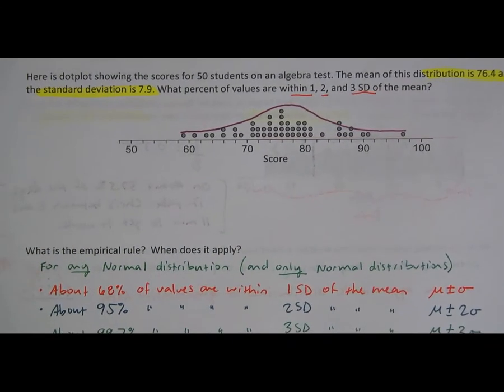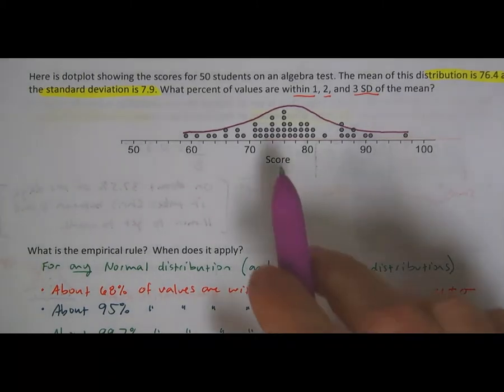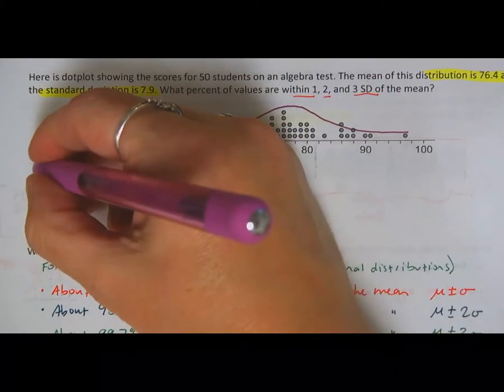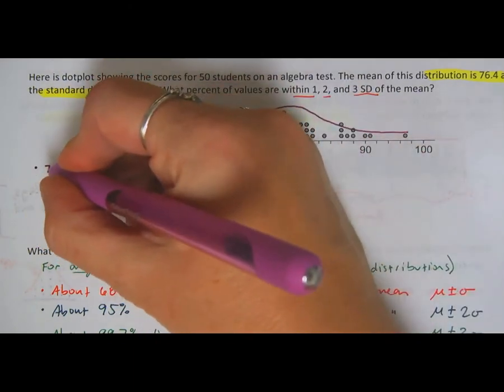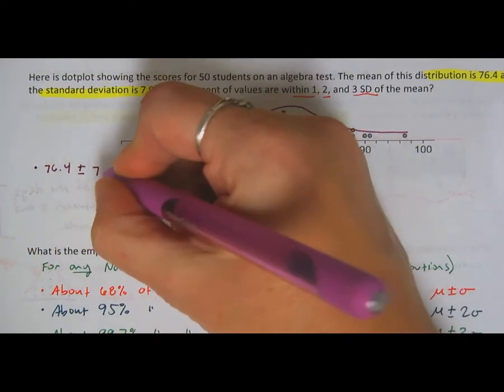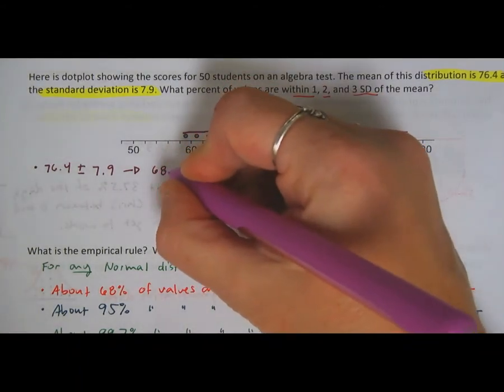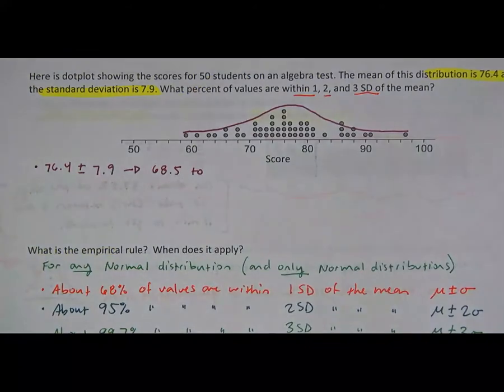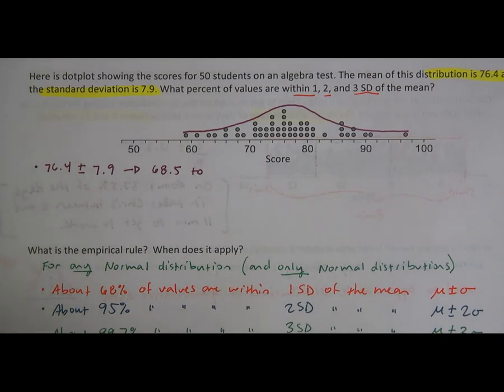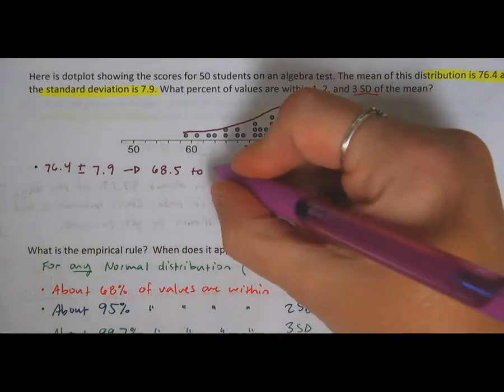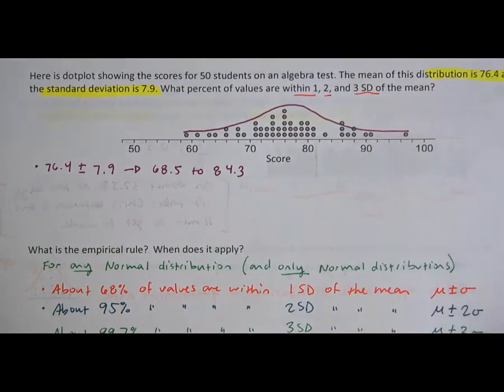Okay, let's kind of figure out what we're going to do. I need to know the actual numeric values for within 1 standard deviation of the mean. Like, what test scores am I sandwiched between? So grab your calculator and do 76.4 minus the standard deviation. That's the lower end of my boundary. And then 76.4 plus a standard deviation tells me the upper end of my boundary.